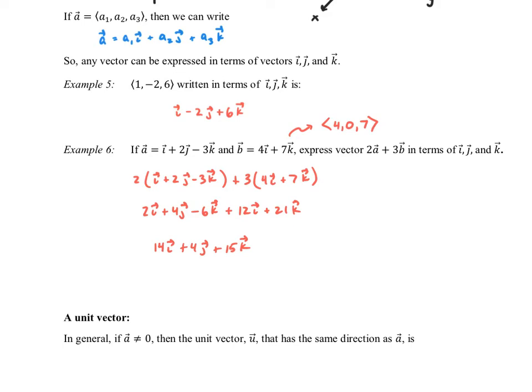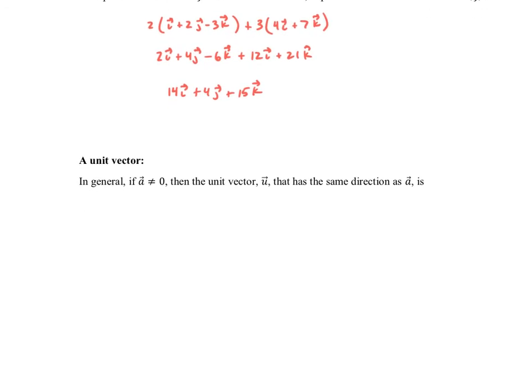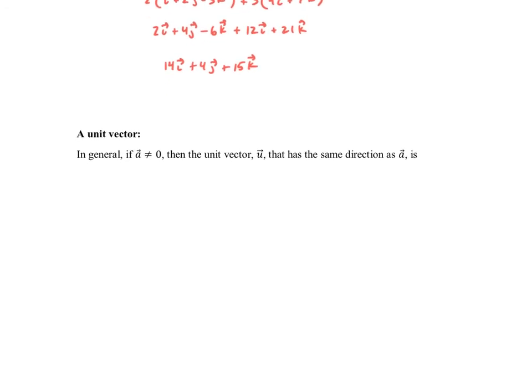All right, the next piece to our notes is the unit vector. And we're going to use the unit vector a lot in our area of study here for multivariable calculus. A unit vector is simply a vector that has the same direction as whatever original vector we were analyzing, except it's 1 unit in length.